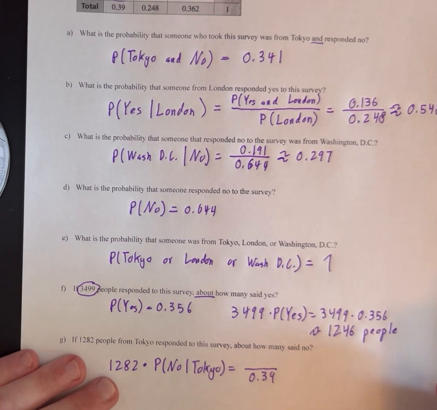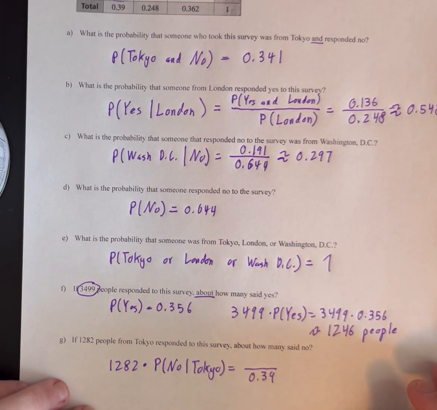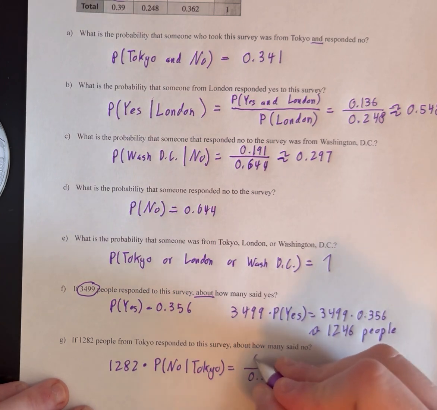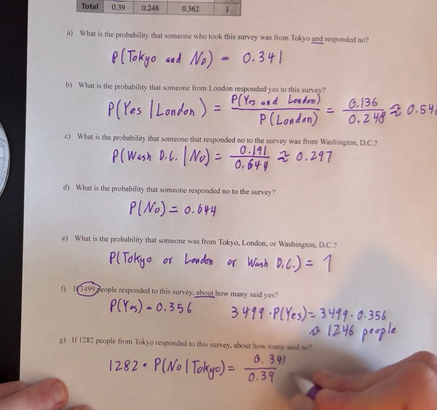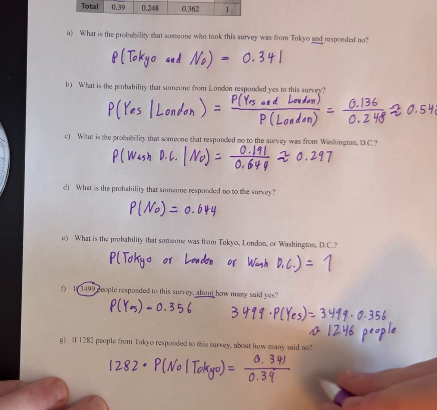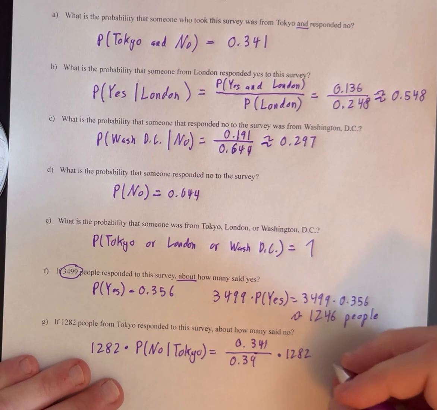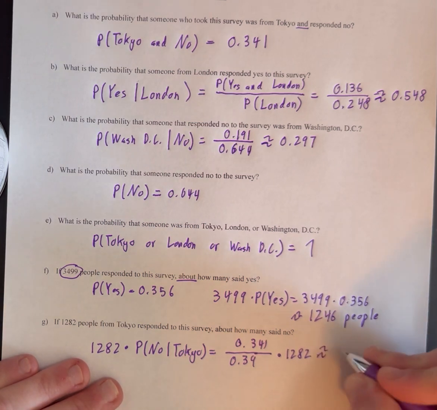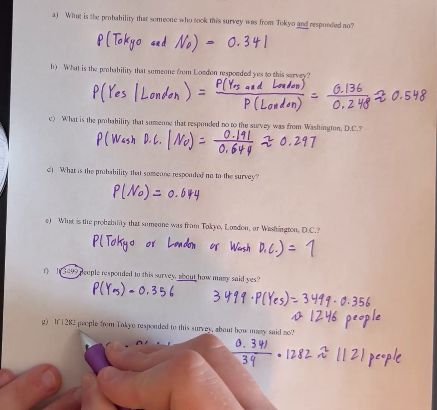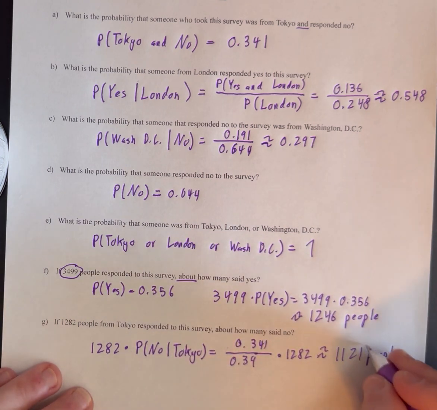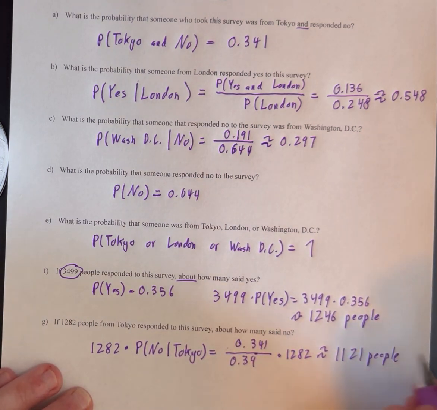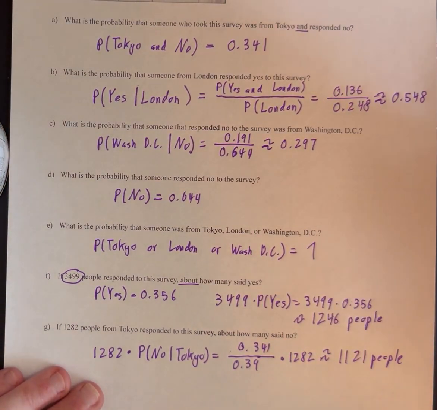And then how many of those said no? Well, that is going to be 0.341. Oh, and I do need to multiply that by 1,282 because we need to find this percentage here. So if you plug all this into your calculator at once, that rounds to about 1,121 people. So of the 1,282 people from Tokyo that responded to the survey, most of them, 1,121 of them, said no. So only a pretty small portion of them actually said yes to the survey.